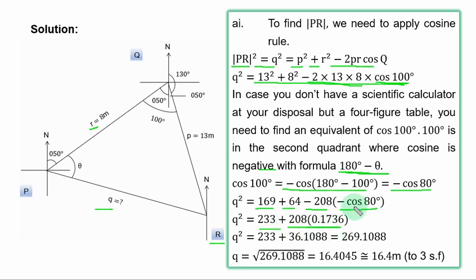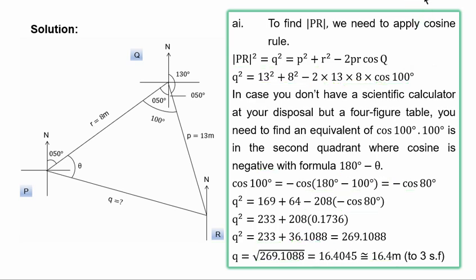If you check cos 80 degrees, you have this result. If you multiply here, you have this result. You add to this number and you have this result. To get q, which is PR, you have to take the square root of both sides, and you have it to be 16.4045. To 3SF, you have 16.4 meters as the length of PR.